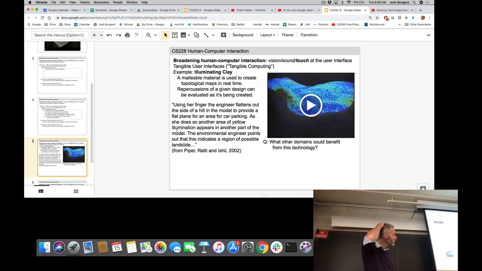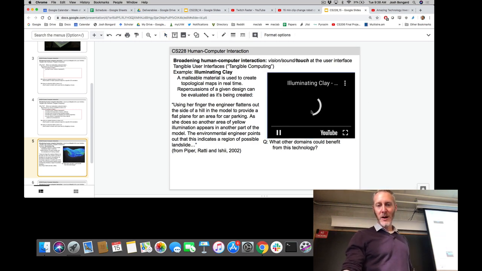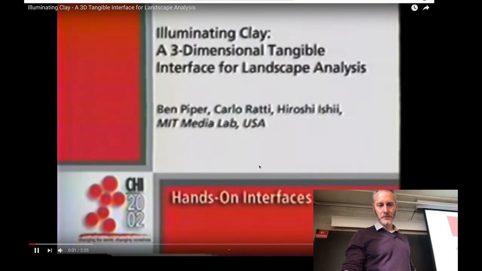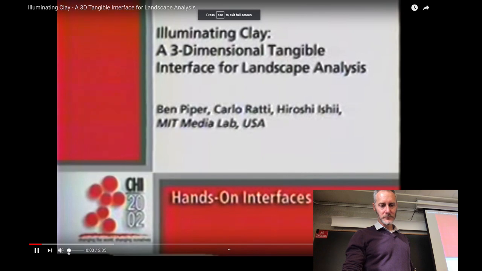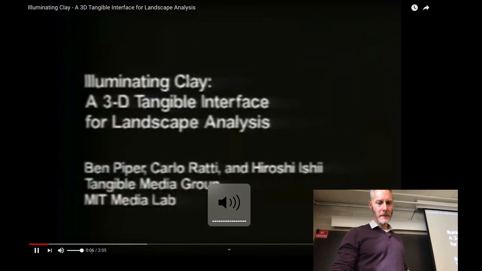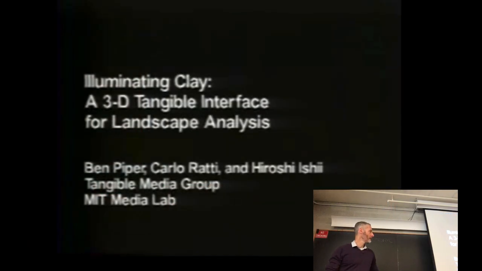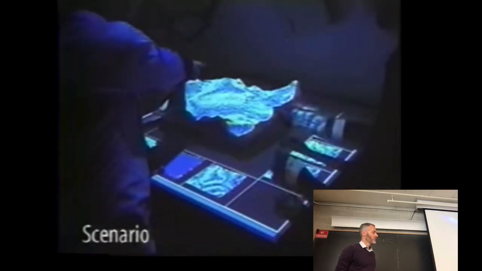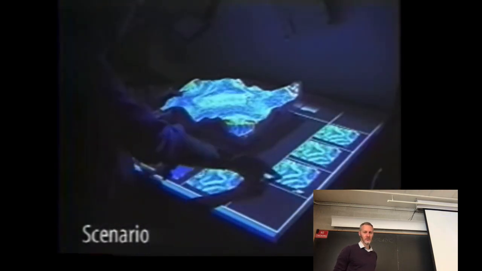Let's have a look at a related application here. This is illuminating clay. Again, pay attention to the technology and then think about where this application could be useful. Illuminating clay allows users to simultaneously interact with both physical and computational representations of the landscape. Here we see two collaborators preparing a landscape model to be analyzed with the system.